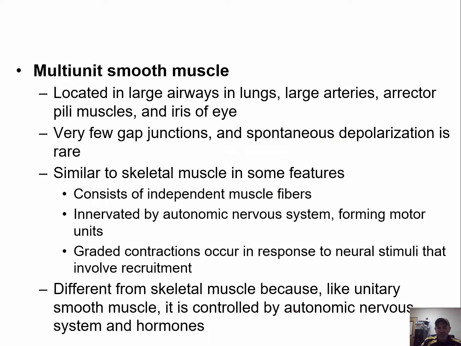Now looking at multi-unit smooth muscle, where can we find this? This can be found in the airways of the lungs, in large arteries, the erector pili muscles, those are the ones that give you goosebumps, and in the iris of the eye, controlling the size of your pupils to either let more light into your eye. This type of muscle would have few gap junctions and little to no spontaneous depolarization. So no pacemaking within these sheets. So no spontaneous depolarizations.